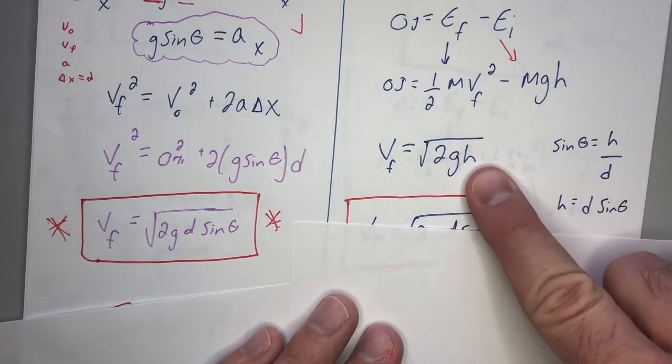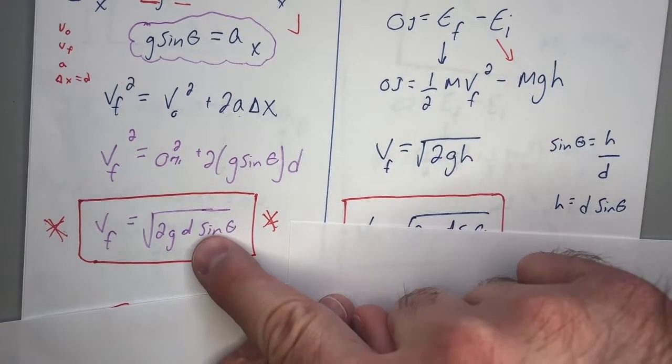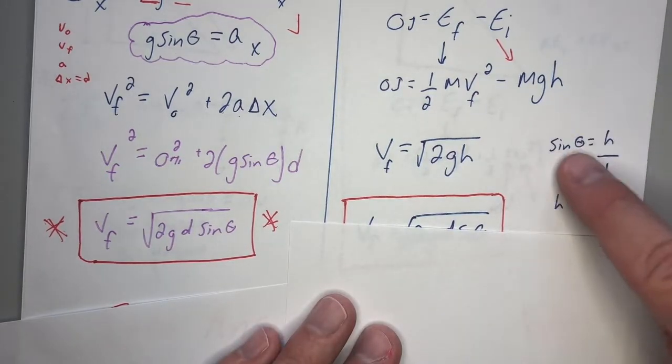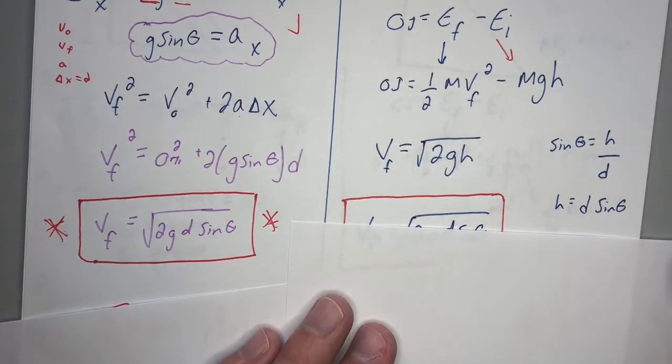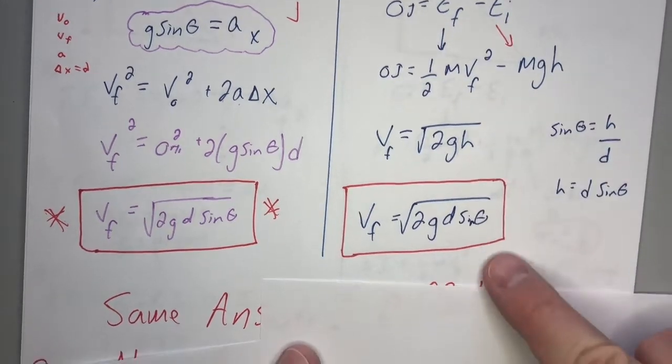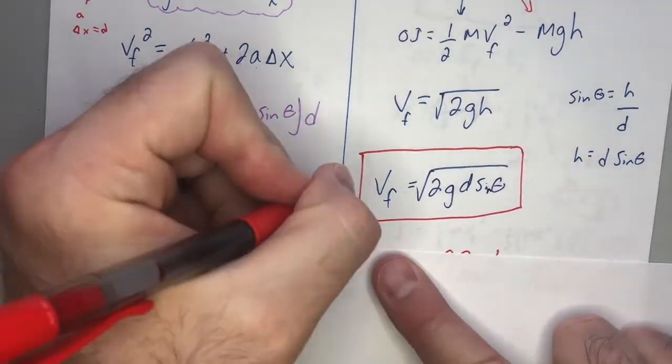And then you just make that substitution. This is not wrong, by the way. It's just that our answer over here was in terms of the distance down the ramp. It's a little trigonometry right here. H equals d sine of theta. You make that substitution, and lo and behold, you get the same answer.